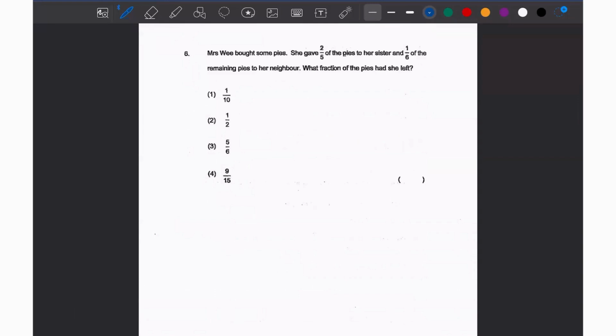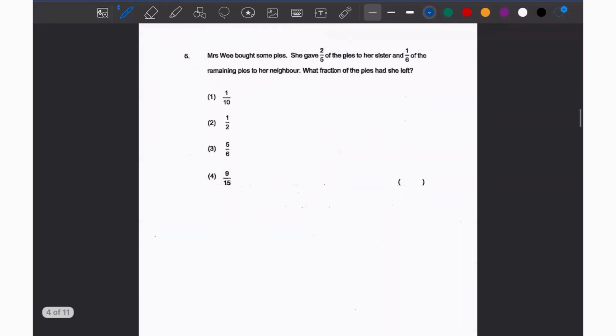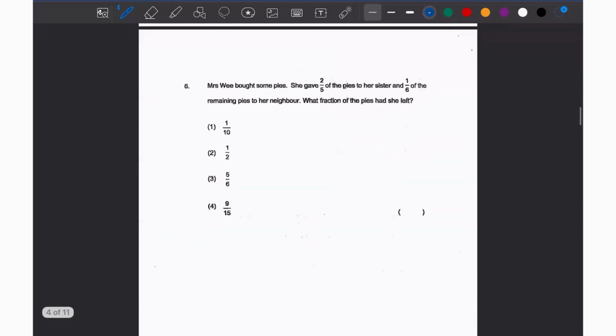Okay, so if you look at this, she gave 2/5, right? So she gave a part of her pies away and then 1/6 of the remainder to the neighbor. This tells you that you need to use your remainder concept. So we can use the bar model to represent how much pie she had in total. She gave 2 out of 5 away, so we can cut this bar model into 5, right? 1, 2, 3, 4, 5.